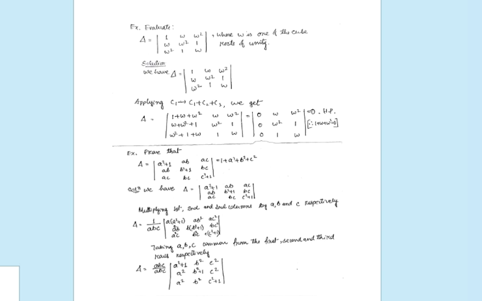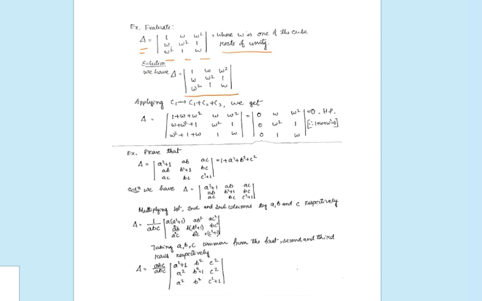Another example: delta is given by 1, omega, omega square; omega, omega square, 1; and omega square, 1, omega, where omega is one of the cube roots of unity. Again we are writing the same problem.